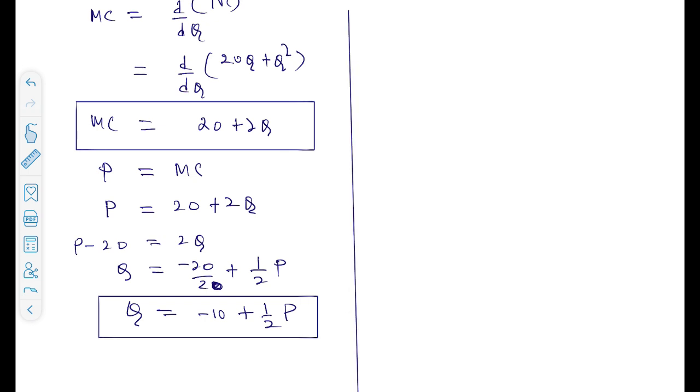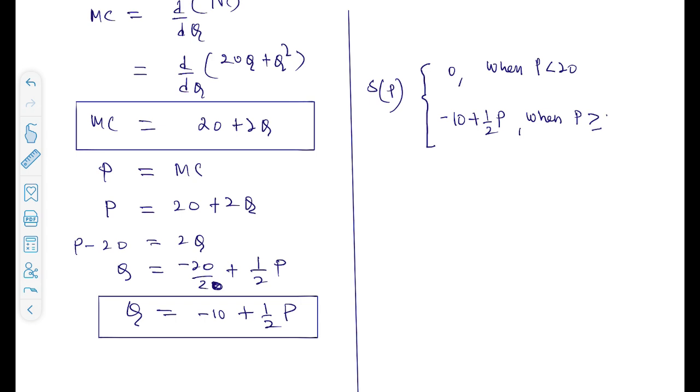Now we need to calculate the entire supply function. I have already calculated that supply would be 0 when price is less than 20. If price is less than 20, there will not be any kind of supply, and if price is equal to or greater than 20, then our supply function would be minus 10 plus 1 upon 2 p.